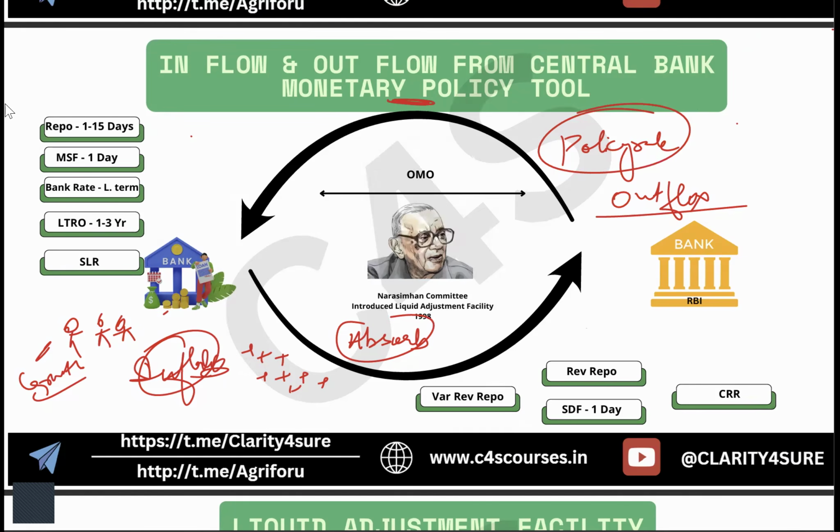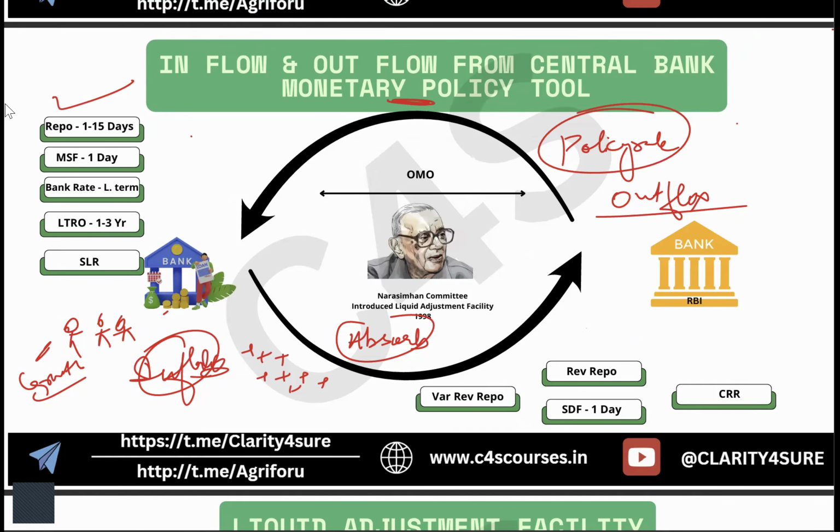this 1, 2, 3, 4 movement, like repo rate. That is a period of 1 to 15 days. Marginal standing facility is a period of 1 day. Bank rate is for a longer term. Long-term repo rate, again, 1 to 3 years. Long-term reverse operations, it is not a problem.